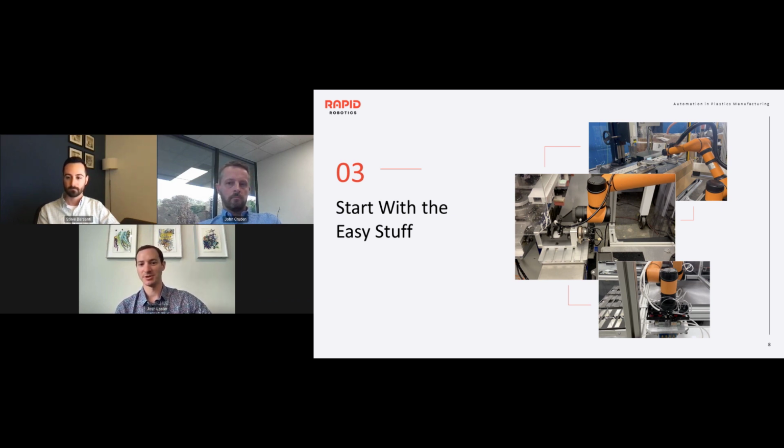So John, from your perspective, as you've been through several of these successful automations at this point, can you tell us why you picked the operations that you did? Why did you choose those initial components?